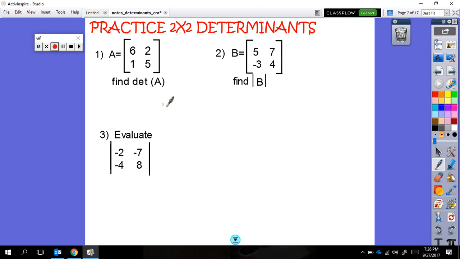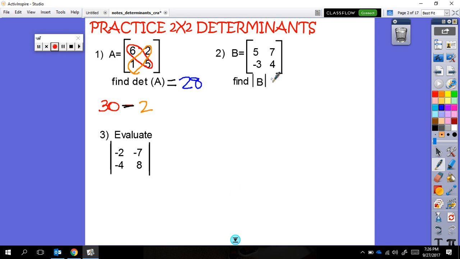The determinant is really simple, and we find it using the diagonals. You start in the top left corner and multiply these two diagonals. So 6 times 5 is 30, minus, it's always a minus right here. I'm going to do that in a different color so that it sticks out to you. Minus, and then you go to the other diagonal, 1 times 2, which is 2. So the determinant of matrix A is 30 minus 2, or 28.